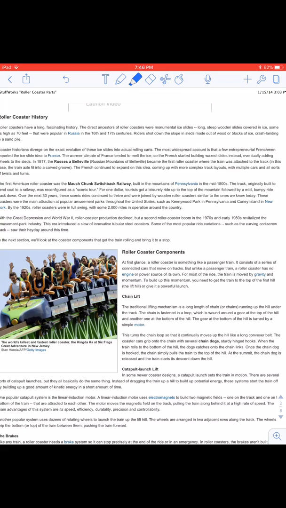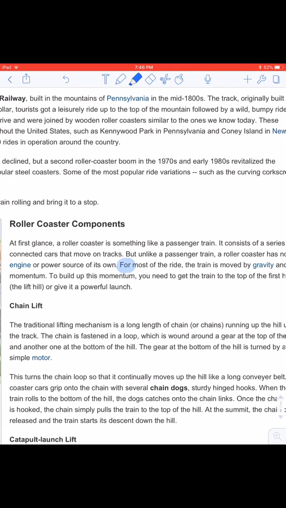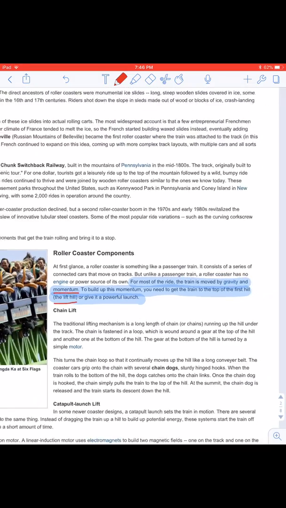I'm going to start right here where it says for most of the ride. For most of the ride, the train is moved by gravity and momentum. To build this momentum up, you need to get the train to the top of the first hill, the lift hill, or give it a powerful launch. And some of that looks like good vocab here, so I'm going to underline in red the lift hill and also the word momentum. All right, let's keep going.